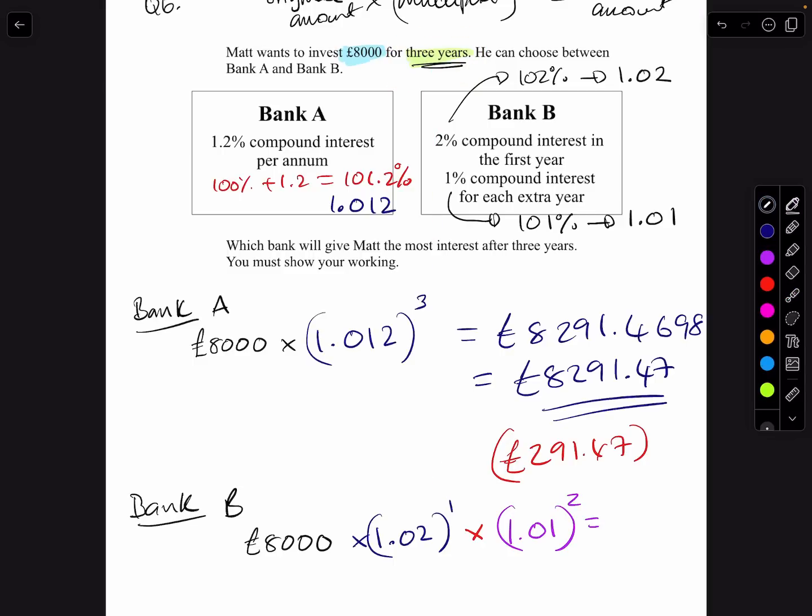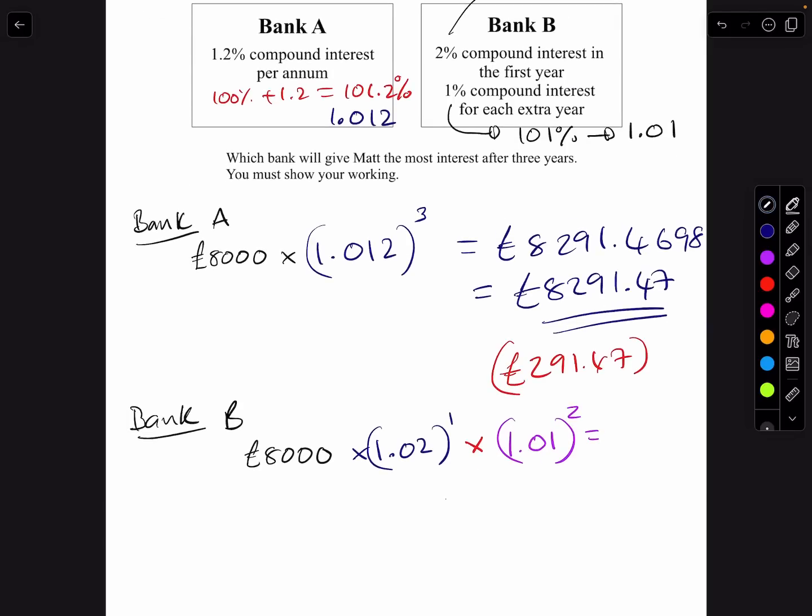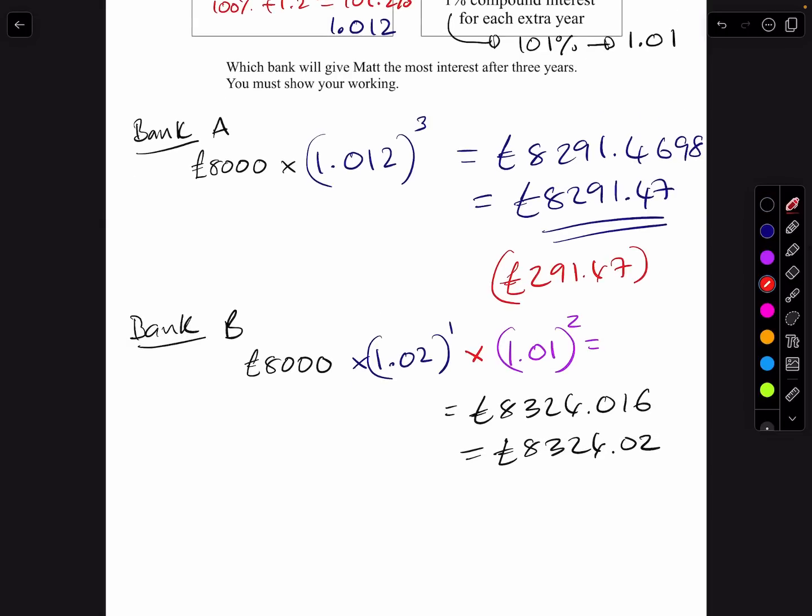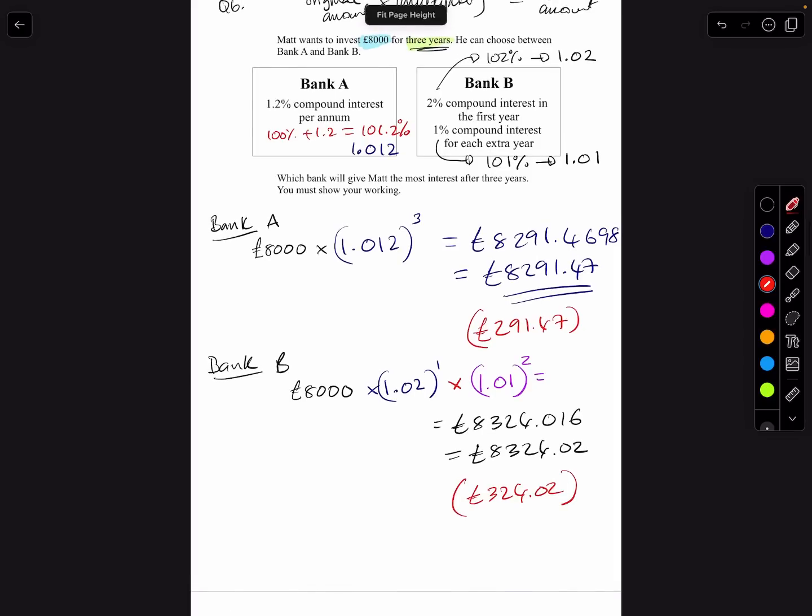So let's put that in our calculator and see what it gives us. That gives us £8,324.016, so that's going to be £8,324.02. There you go. So how much is that extra? That is an extra £324.02. So Bank B gave more money. So you'll say Bank B is better or gives more.